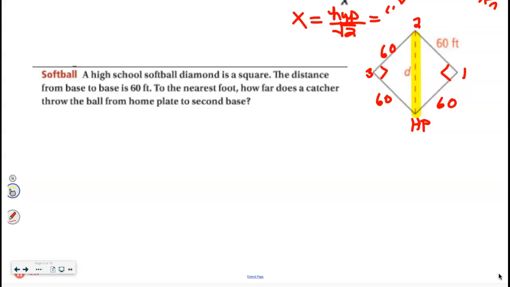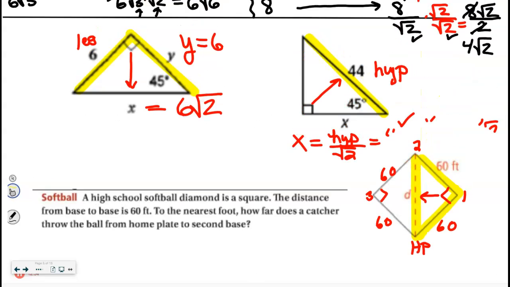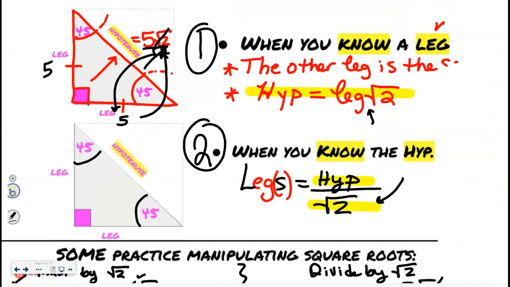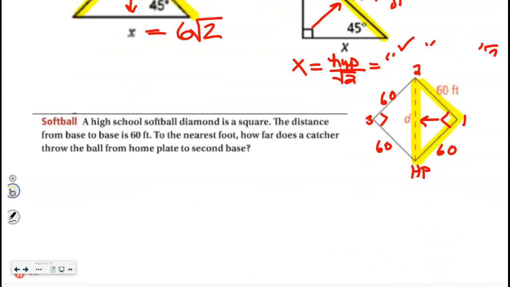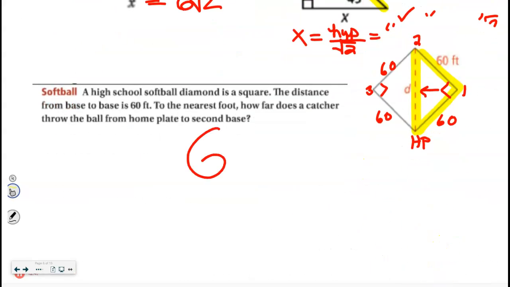Here's your right angle. Is it the hypotenuse or is it a leg? Well, it's across from the right angle. Here's my leg of 60, my other leg of 60. What do my notes say about when I know a leg? They say when you know a leg, and I proved why, the other leg's the same. Well, we already have that being 60. The hypotenuse is that leg times the square root of 2. So I'm going to do the leg times the square root of 2.